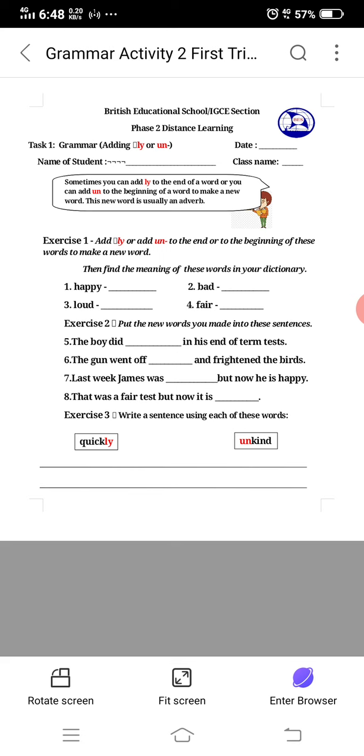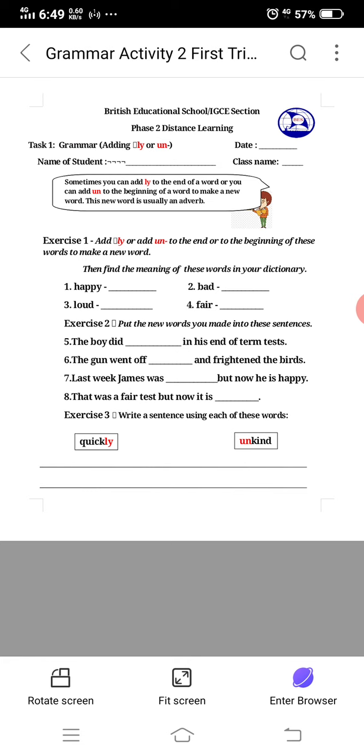Exercise number 2. Put the new words you made from exercise number 1 into these sentences. Number 5, the boy did blank in his end of term tests. Number 6, the gun went off blank and frightened the birds. Number 7, last week James was blank but now he is happy. Number 8, that was a fair test but now it is blank.